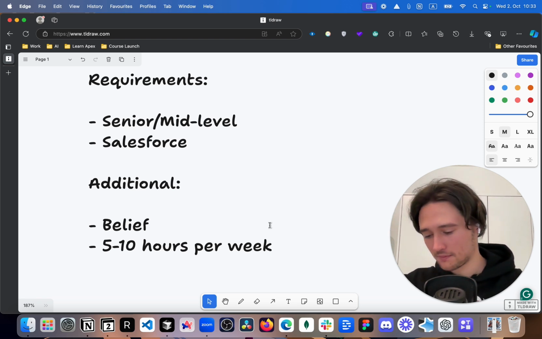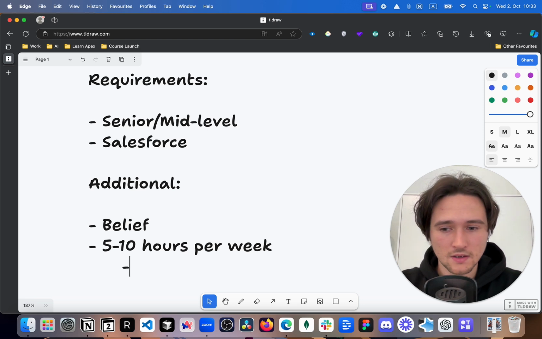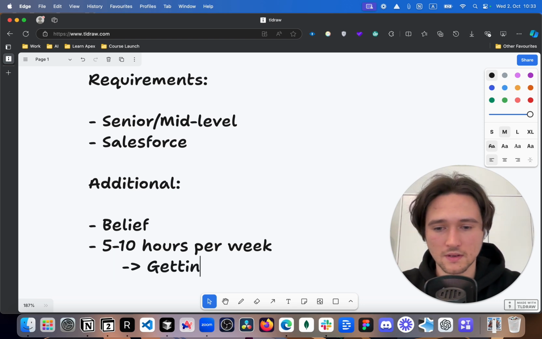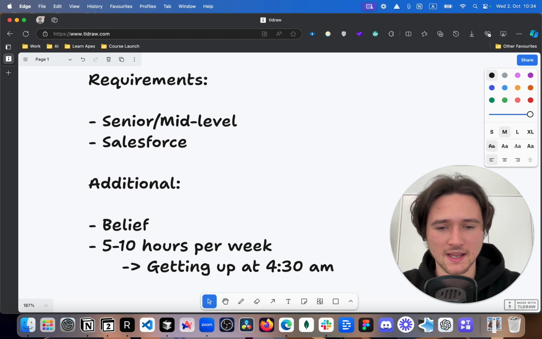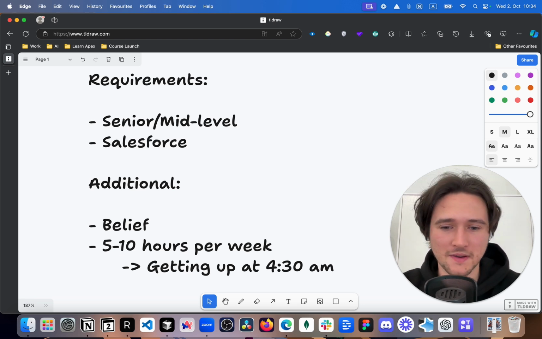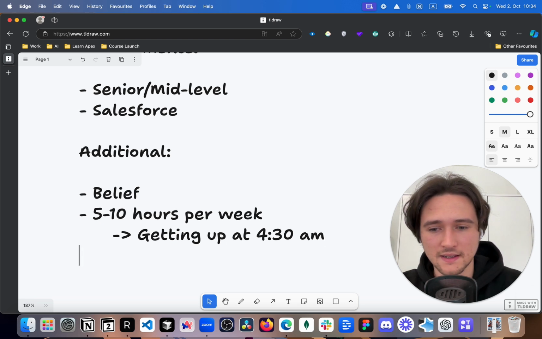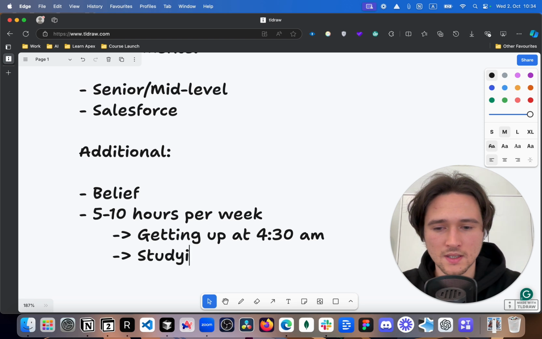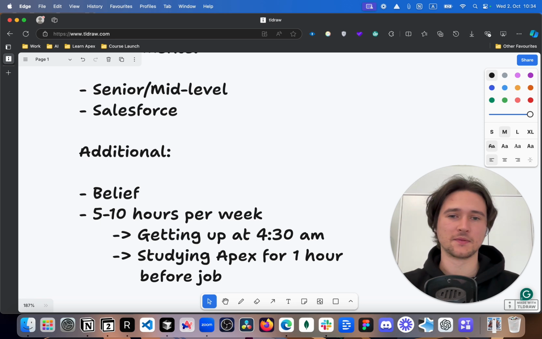For example, we're gonna take the example of Thomas, right? Thomas was getting up at 4. I don't know, I didn't ask when he was getting up, but I know that we had a meeting at 5 a.m., right? So if we had a meeting at 5 a.m., probably he was getting up around 4:30 or something like this, right? And studying Apex for 1 hour before job, right? So this is something that will allow you to move quicker.